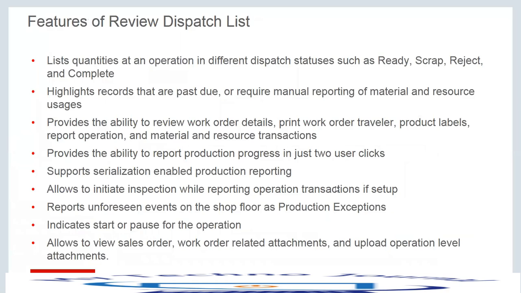So in the dispatch list, this is the information which I am going to see. It lists the quantities and operations in different dispatch stages as ready, scrap, reject, and complete. It highlights records that are past due or require manual reporting of material and resources. It provides the ability to review work order details, print work order travelers, labels, and all that. It provides the ability to report production progress in just 2 clicks.